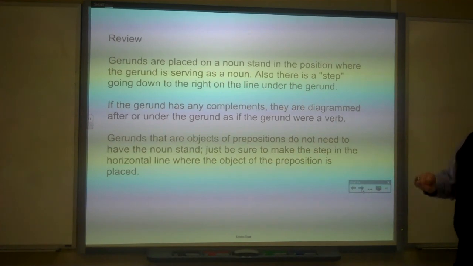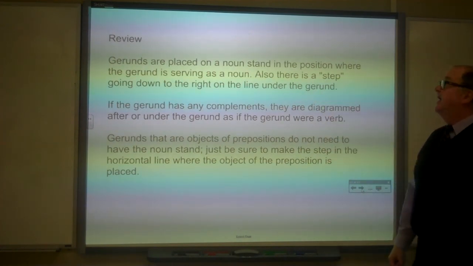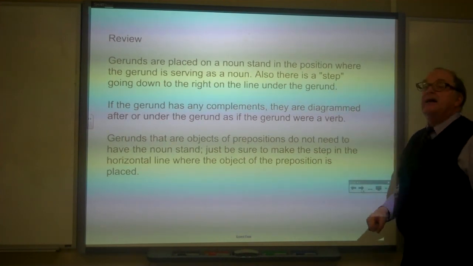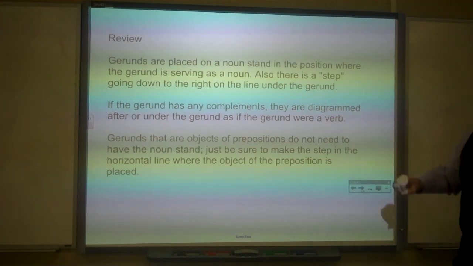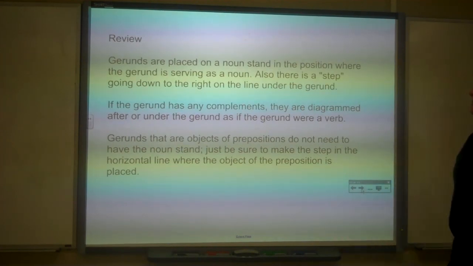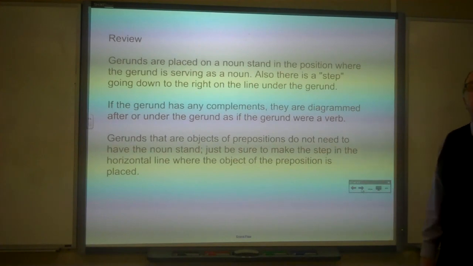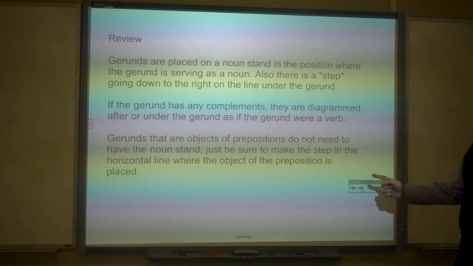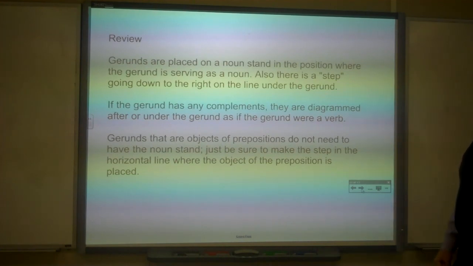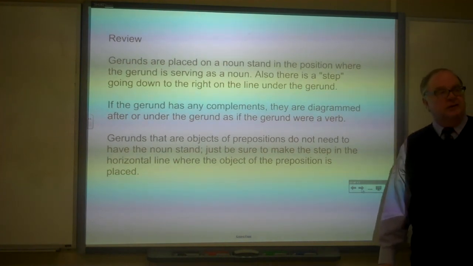Okay, very simple review. Gerunds are placed on a noun stand in the position where the gerund is serving as a noun. Also, there is a step going down to the right on the line under the gerund. If the gerund has any complements, they are diagrammed after or under the verb as if a gerund were a verb. And gerunds that are objects of prepositions do not need to have the noun stand. Just be sure to make a step in the horizontal line where the object of the preposition is placed.